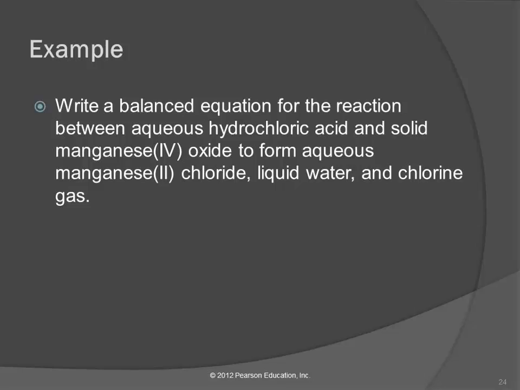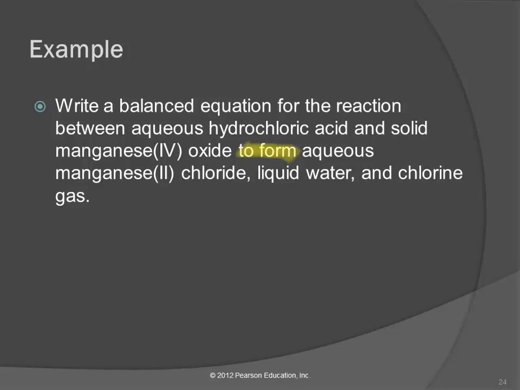So again, we have this to form, or to produce, something like that. That tells you where the arrow goes. So we've got hydrochloric acid and manganese 4 oxide on one side of the arrow, and we've got the other stuff on the right side of the arrow. So hydrochloric acid, what's the formula for that? HCl.